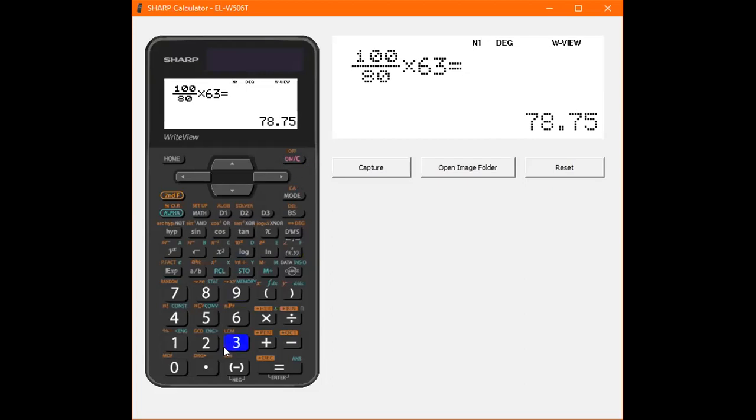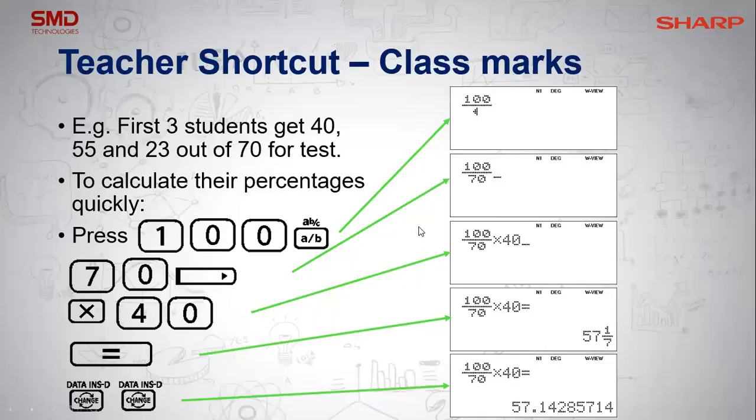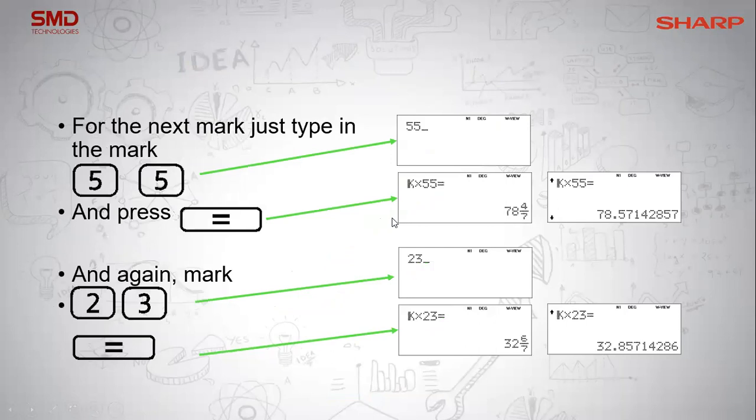Now for your next student, all you would do is type in the mark and press equals, and it will give you the correct percentage. And so for the rest of your class, all you're going to do is say mark equals, mark equals, mark equals until you are done. So it's a very nice time saver, particularly for marking exams. So remember to come back to this before you start marking your exams. And remember, you can also show this to your fellow teachers who are not maths teachers.